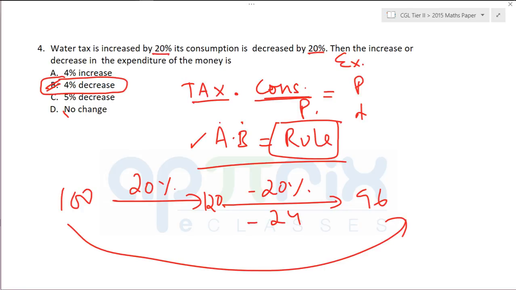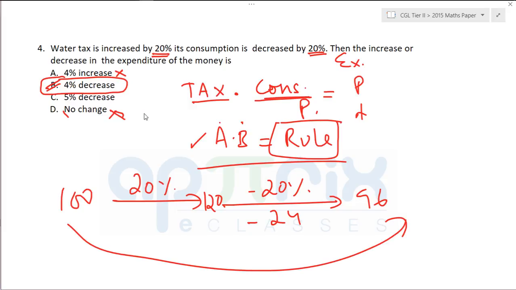Understand first thing, always understand: if you have a number and you increase and decrease by equal percentage successively, there will be a percentage decrease. That way you can actually reject two options for sure. Answer will be decrease, whatever it will be, that you can decide later. But at least two options you can reject. In SSC papers, this is a great skill you can have, that you can reject some options.